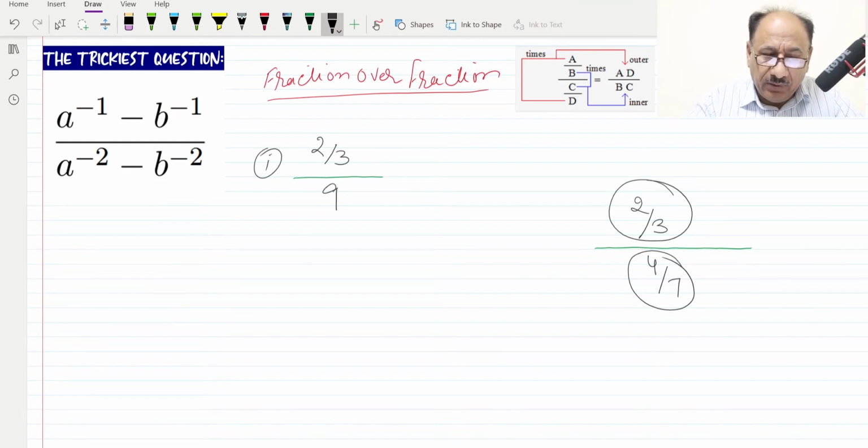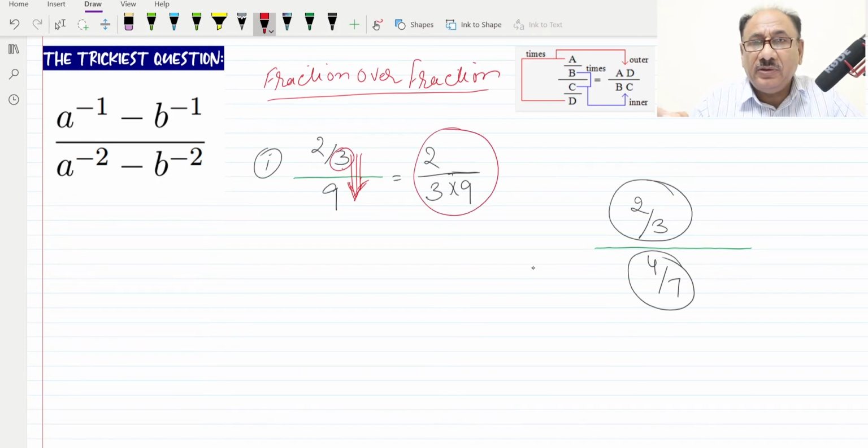In that case, keep in mind you will always have to pull this fraction down. After pulling this fraction down, what will be your new situation? The new situation will be 2 over 3 multiplied by 9. So we have simply pulled it down. This 3 will go down and our new situation will be this one. Then you can simplify it, for example 2 over 27. This is the answer you will get in that case. So this will be the first type.